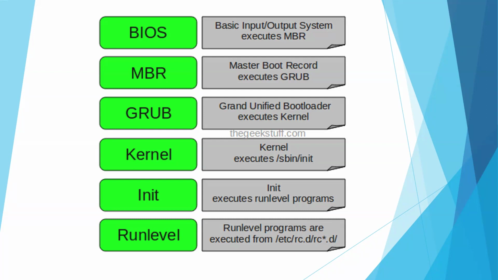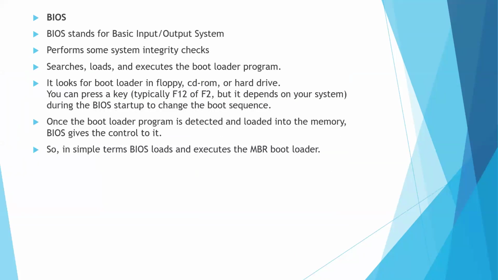After that you can define your run level. Each run level indicates a different stage, from 0 to 6. 0 is for shutdown and 6 is for reboot. Run level programs are executed from /etc/rc.d/rc. Here you can see the complete details.